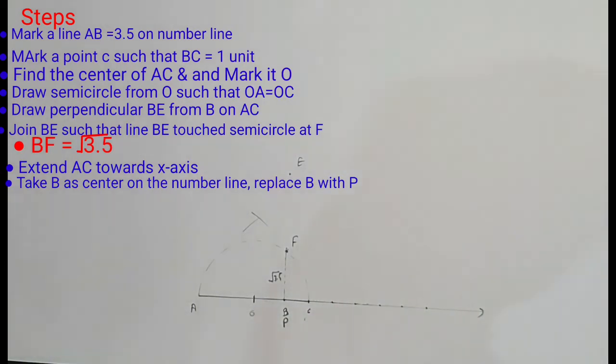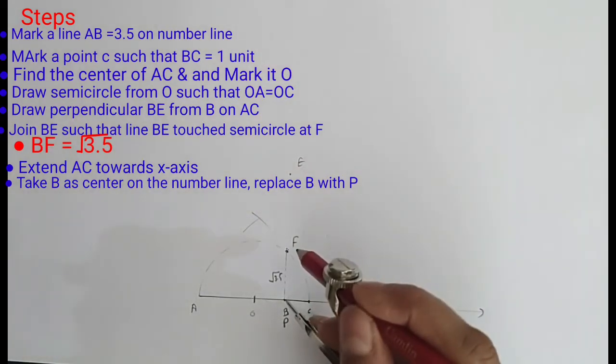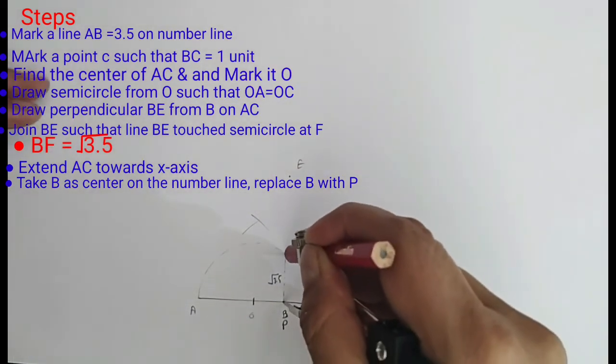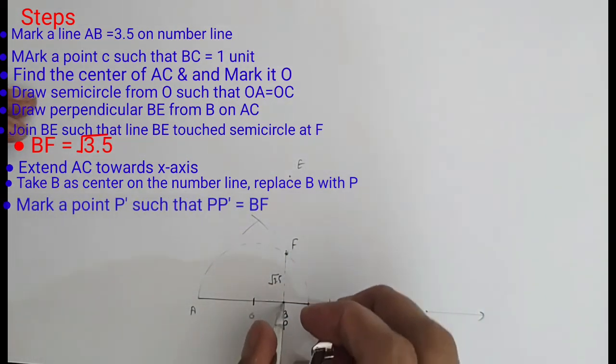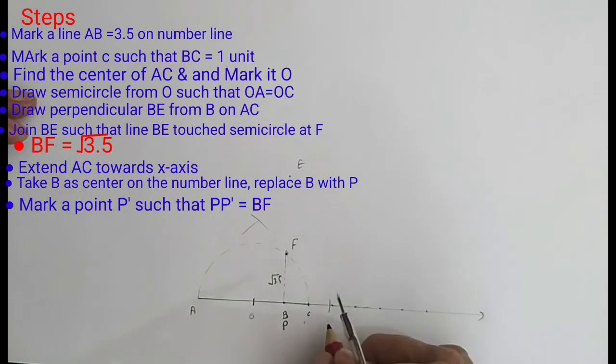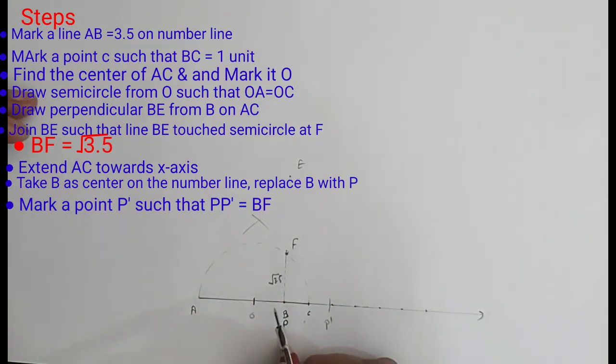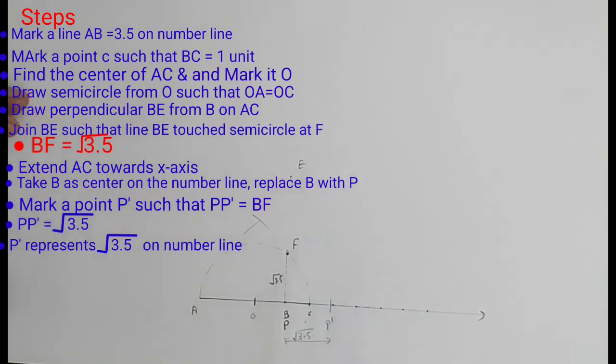Okay, now I will open my compass to PF, and I'll mark a point on this number line. So this point will be P prime. So this is my P to P prime. This distance is equal to square root of 3.5. So like this we have represented square root of 3.5 on the number line also.